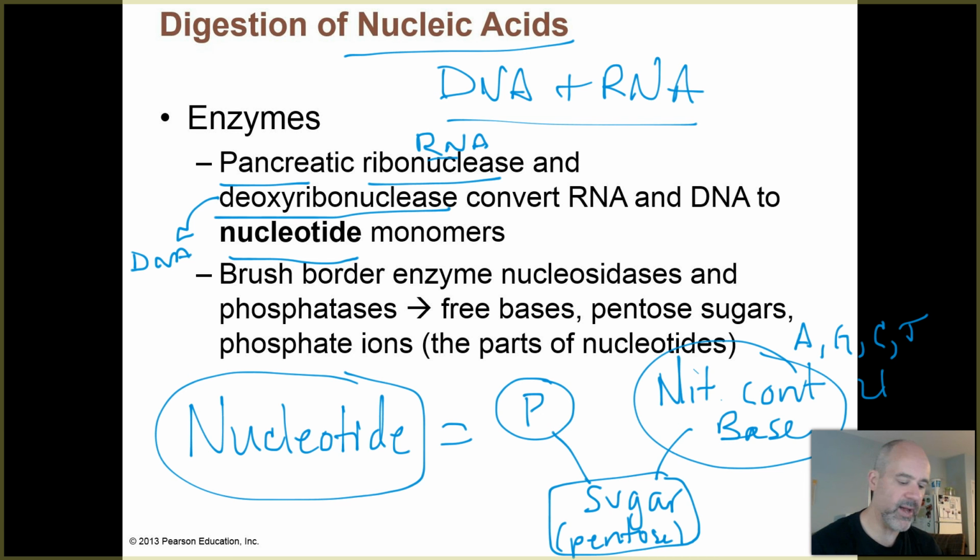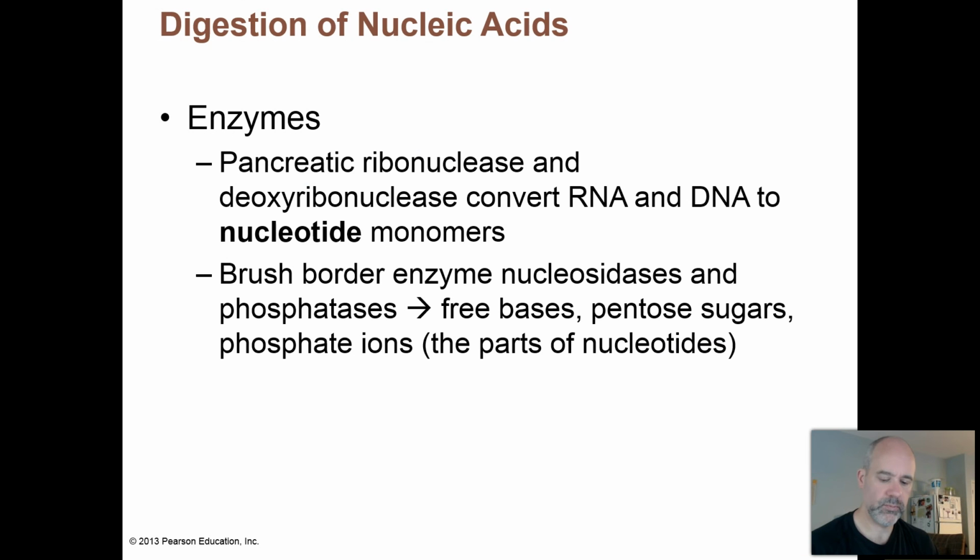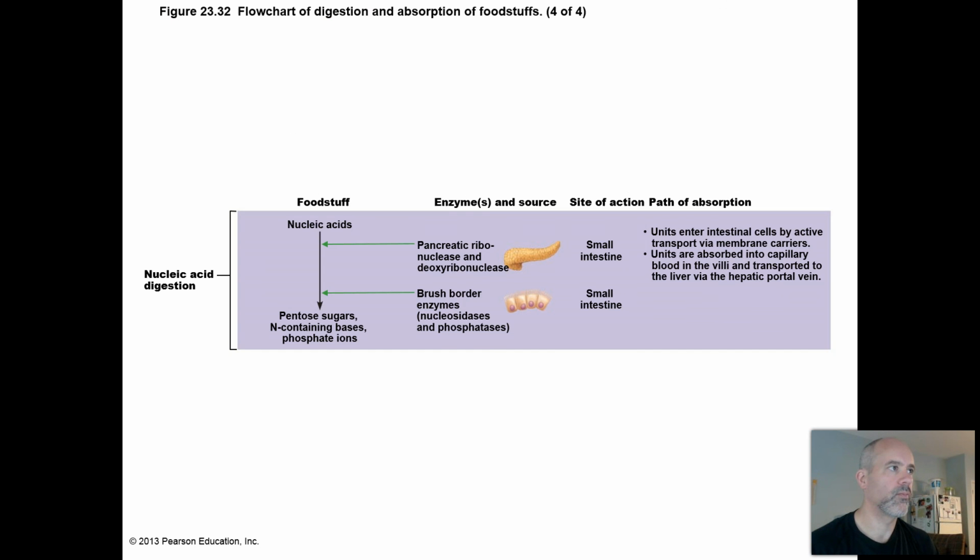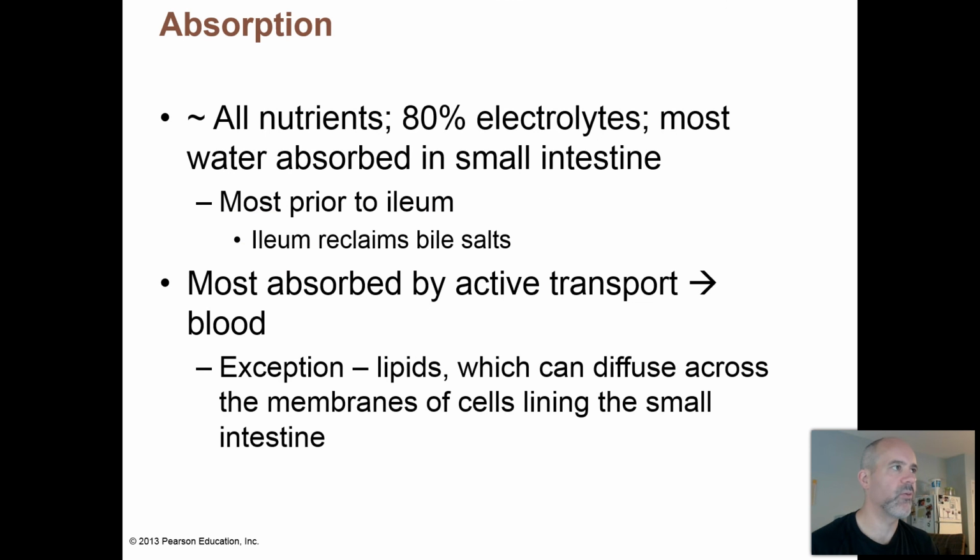So you've got enzymes that split those three things apart as well. That's what they're talking about there with the brush border enzymes. So nucleotides are the building blocks of DNA and RNA, and then those nucleotides themselves have three major parts that get chopped apart prior to absorption. Okay, and then there's a little diagram from your textbook, which is showing what we just talked about.